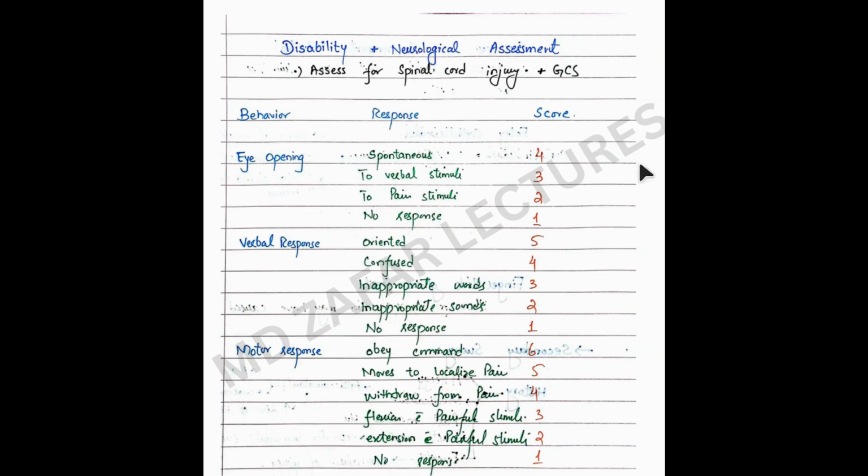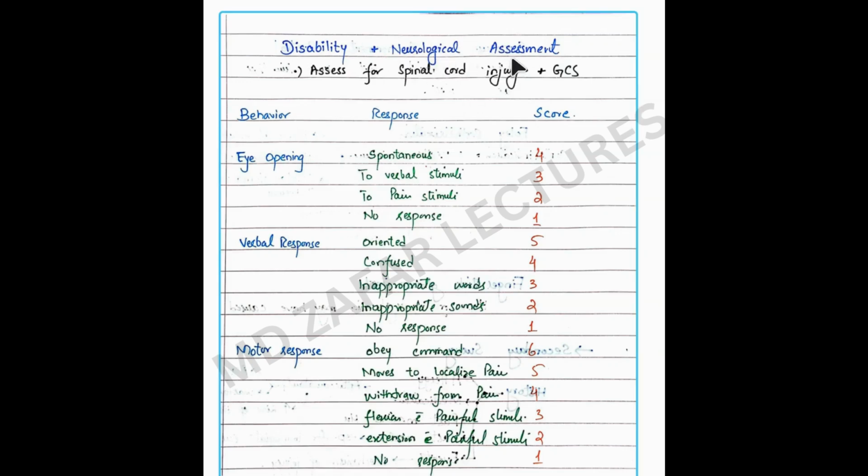So next we have disability and neurological assessment. In this we have to assess not only the GCS of the patient, but also the spinal cord for any injury. In terms of the GCS, we have divided it into 3 components: eye opening, verbal response, and motor response. Eye opening is divided into 4 marks, verbal response has 5, and motor response has 6 marks in total. If the patient is opening their eyes on their own, then the patient will have 4 points.